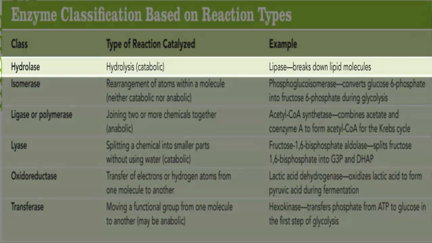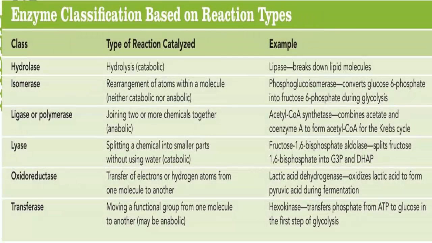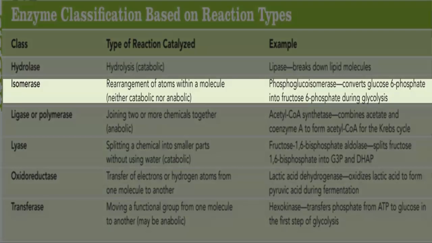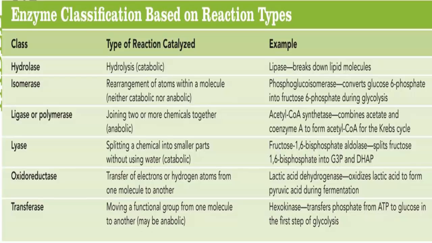For example, hydrolase causes hydrolysis, catabolic reactions, and a good example of this would be a lipase. The lipase, lip means the substrate is a lipid. Isomerases rearrange the atoms within a molecule. This is neither catabolic nor anabolic, but simply rearranges it, forming an isomer. So we do not really change any atoms within the molecule, just change how they're arranged.